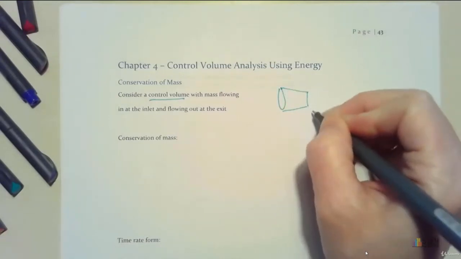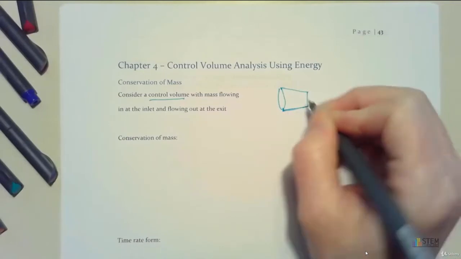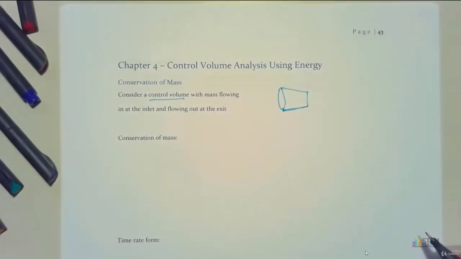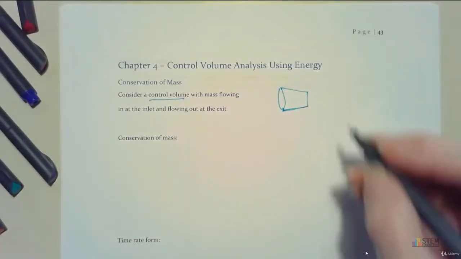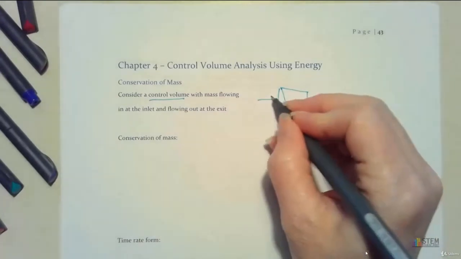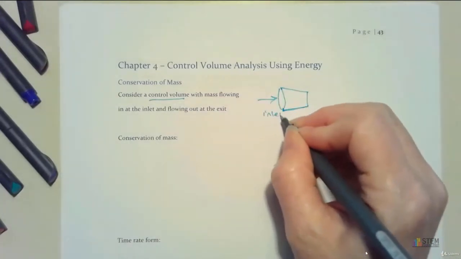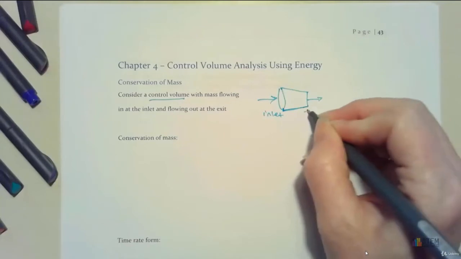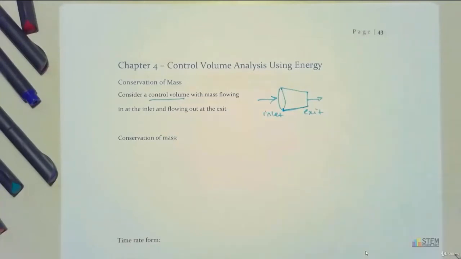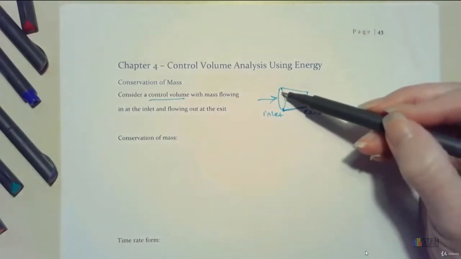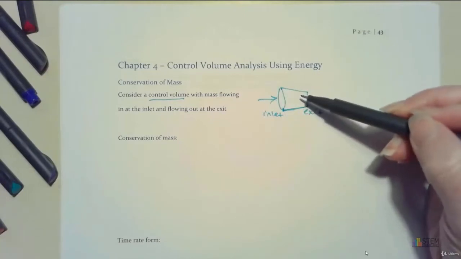So let's have something that looks like this. You guys know by now I'm not a very good artist here. We've got mass coming in right here. That's the inlet. This is the exit. We've got mass flowing out. This will be our control volume.